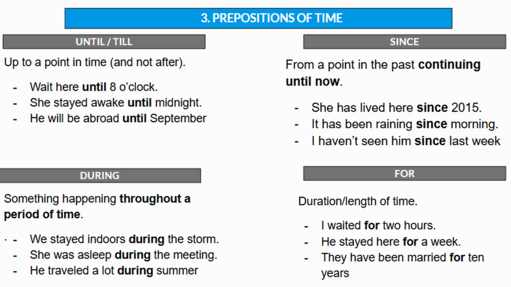Wait here until 8 o'clock means do not leave before 8 o'clock. That's the meaning of this sentence. She stayed awake until midnight. He will be abroad until September. It means the person is not returning before September.